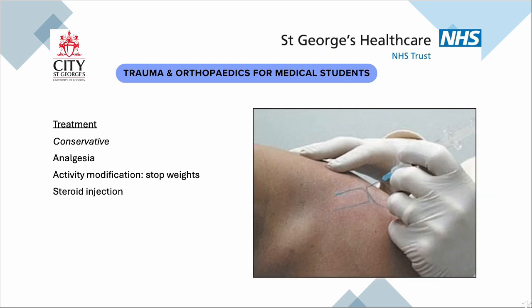The conservative treatment is analgesia. As before, you modify activities, so stop the weights for a while, let it settle down, and you can undertake a steroid injection, which can be done either landmark based or ultrasound guided, which is often easier. And this will obviously not cure the arthritis, but may settle the symptoms down back to that which the normal population has. So all of these are possibilities, and they work most of the time.